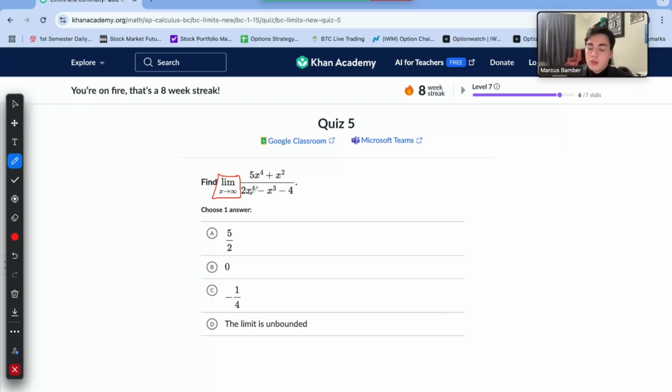Now, if we wanted to prove this algebraically in an FRQ, we would multiply every single term by 1 over x to the power of 4. That way, this would cancel to 0, this would cancel to 0, this would cancel to 0, this would cancel out, and then we would just be left with 5 over 2. So the value that this irrational function would approach as x approaches infinity would be 5 over 2.